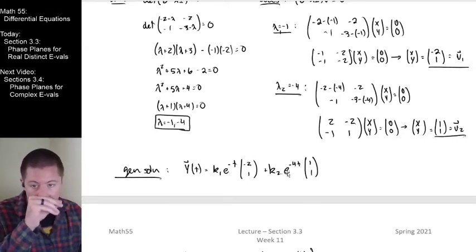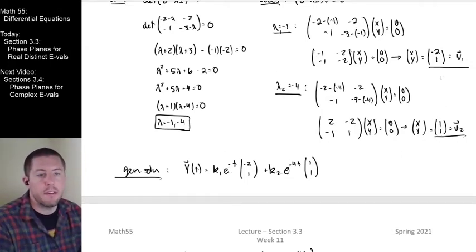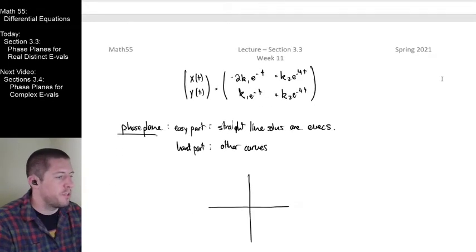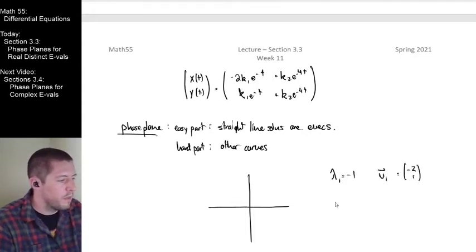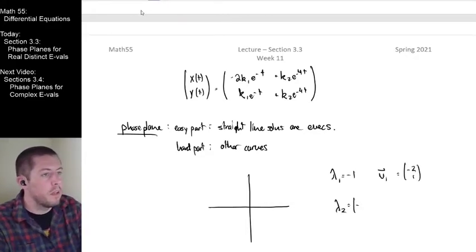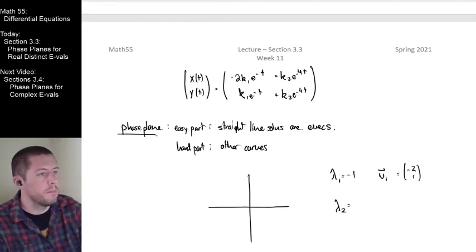We've got decay and decay for our two exponentials. Let me just state the two eigenvectors right here. Lambda 1 is negative 1, and v1 was negative 2, 1. Lambda 2 was negative 4, and its eigenvector was 1, 1.